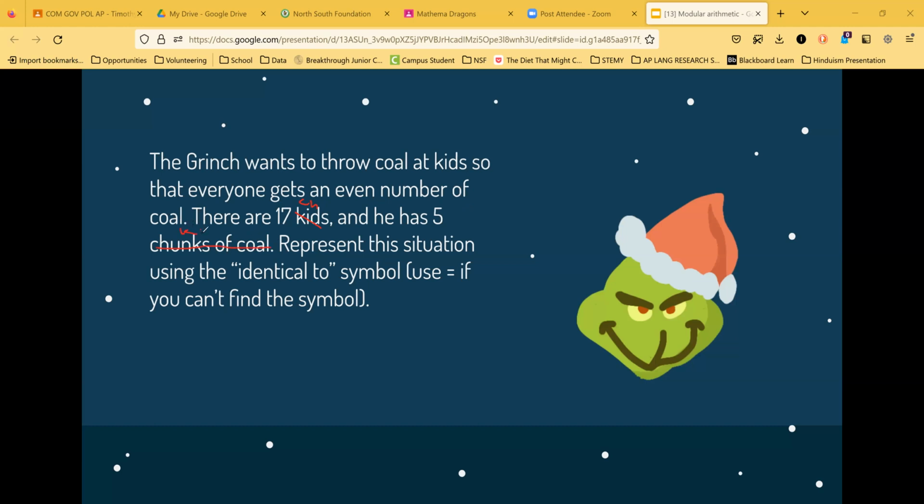Okay, so I was looking for you all to say that 17 mod 5 is congruent to whatever the remainder would have been, right? How much coal the Grinch would have left over. So 17 mod 5 would be equal to 2, right? So 17 should be congruent to 2 mod 5. So that was more of what I was looking for. However, you all are not incorrect. So good job for being able to write a true equation.